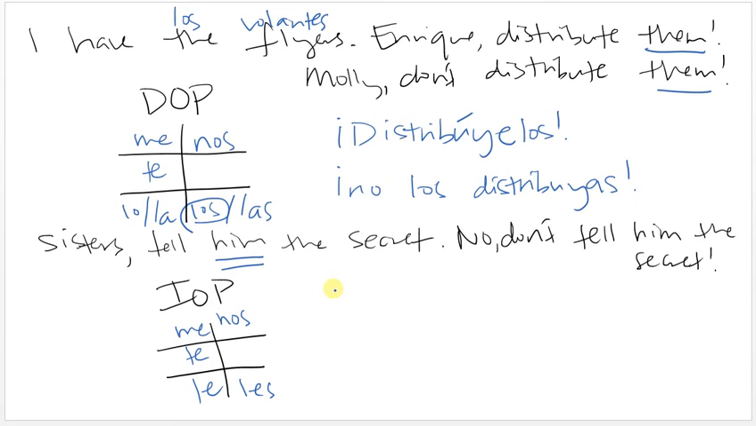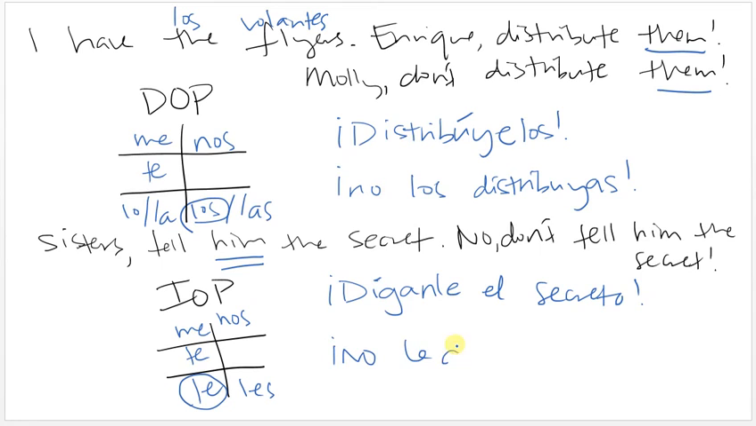So sisters is going to be an ustedes command, and to tell a secret you use decir. So I need my ustedes command for decir. Go to the yo, drop the o, add the opposite ending. The yo is digo. The ustedes command is digan. And then to him is going to be le for my indirect object pronoun. So digan le el secreto. And then I have to add an accent on the second to last vowel or second to last syllable. So dígan le el secreto. No, don't tell him the secret. No, and then my pronoun first. No le digan el secreto.